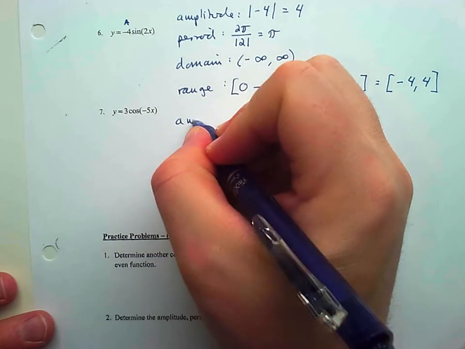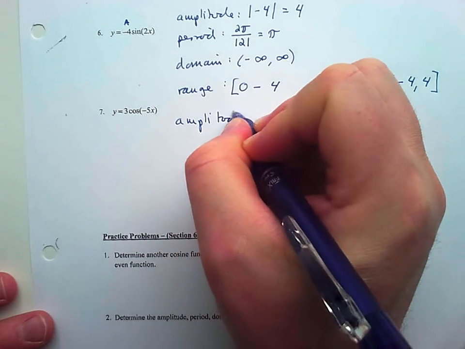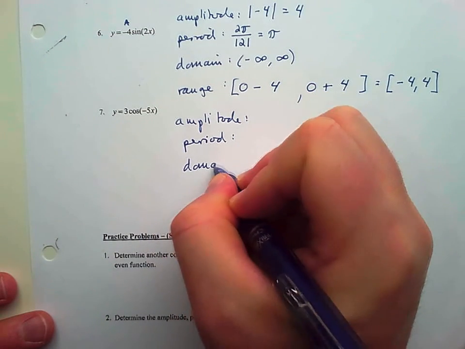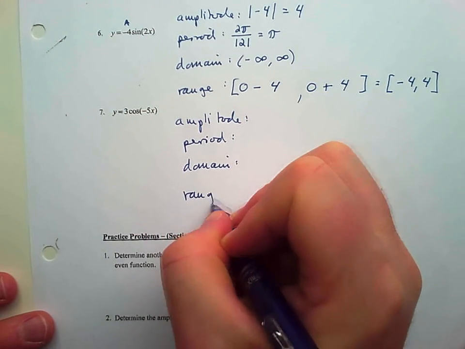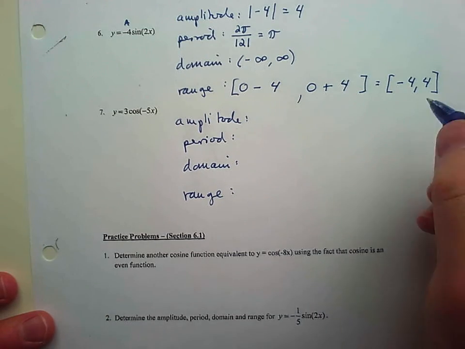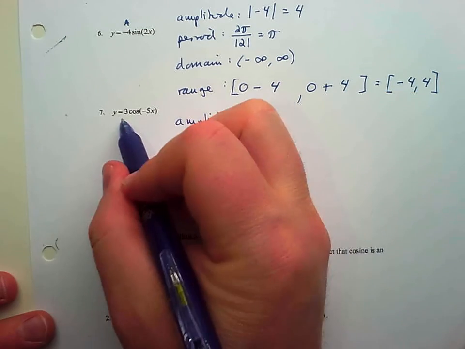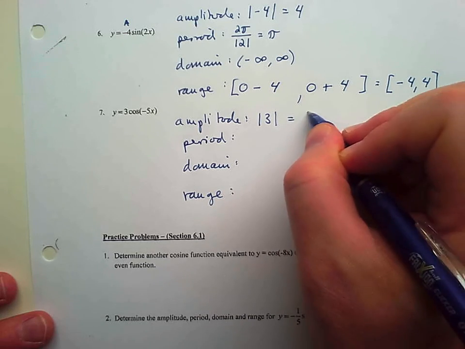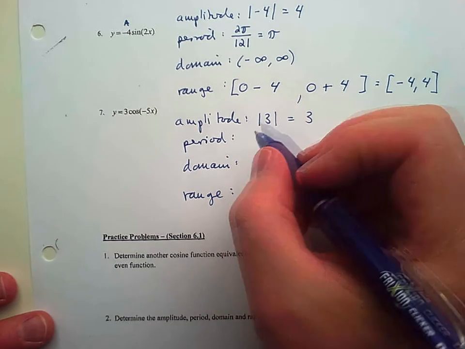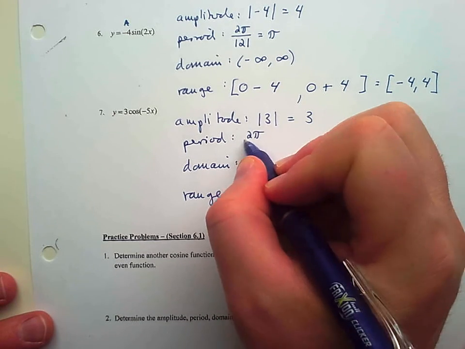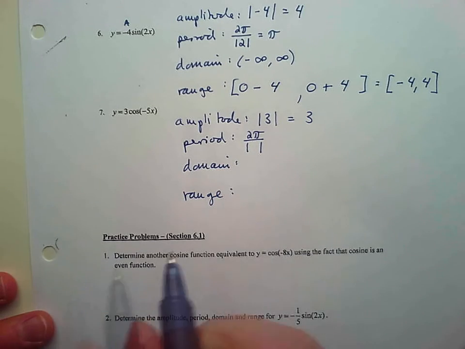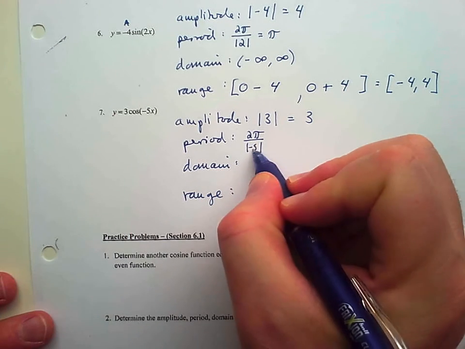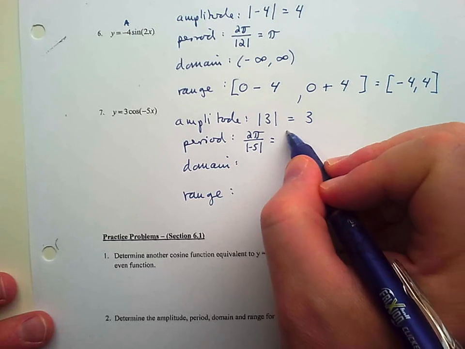Number 7 is really similar again. We're asked to find the amplitude, the period, domain, and range. The amplitude again is going to be the absolute value of A. A is the coefficient that's out front, so here's the absolute value of 3. The absolute value of 3 is simply just 3. Our period is going to be 2 pi divided by the absolute value of B. B is the number that we're multiplying to x in here, so that's going to be equal to negative 5.